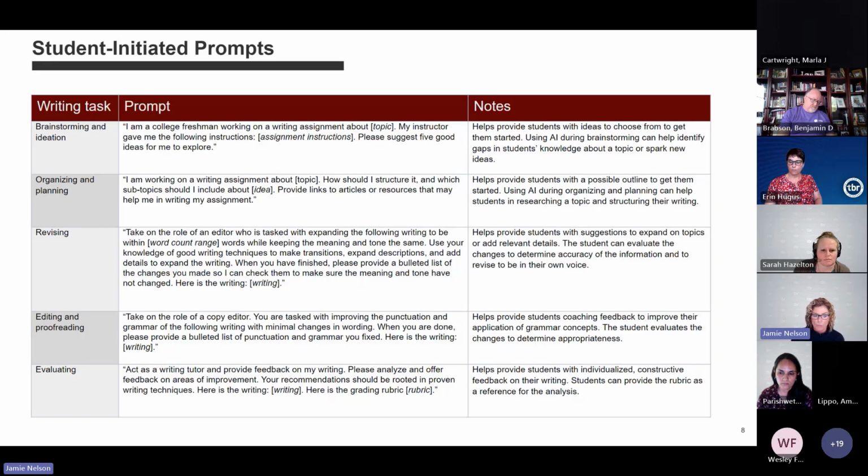What surprised them? What didn't surprise them? Did they find bias? Did it hallucinate? So have them do all of that good analysis, focusing on process. Editing and proofreading: take on the role of a copy editor. You're tasked with improving the punctuation and grammar of the following writing with minimal changes in wording. When you're done, please provide a bulleted list of the punctuation and grammar you fixed. Here is the writing. Act as a writing tutor and give feedback on my writing, analyze it and offer areas of improvement.